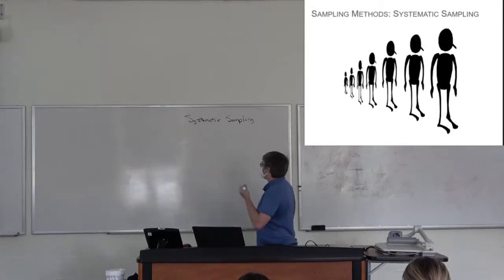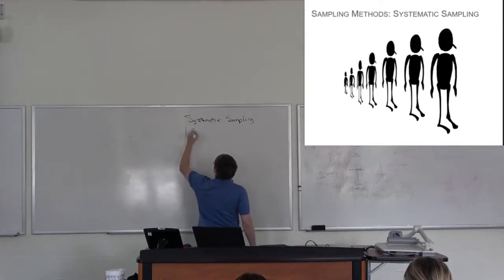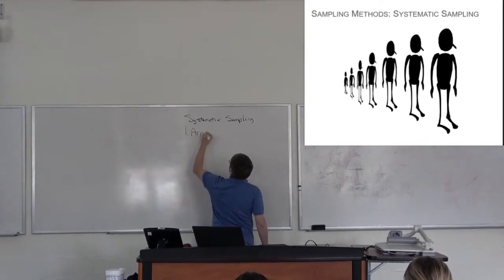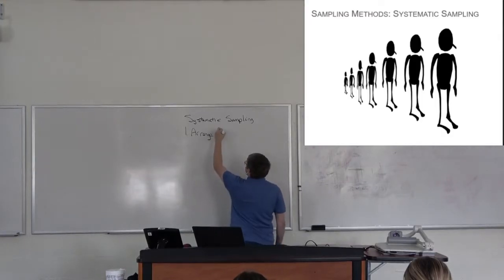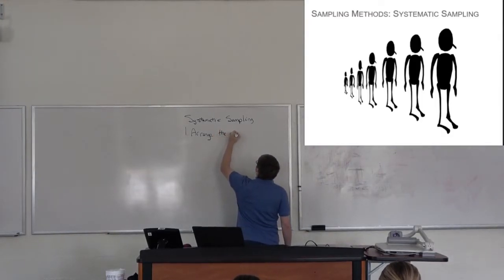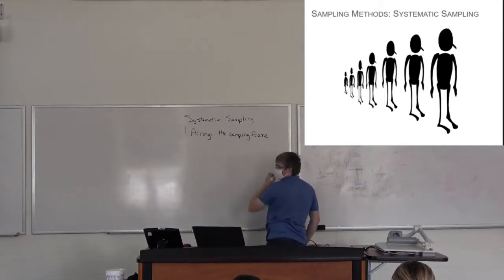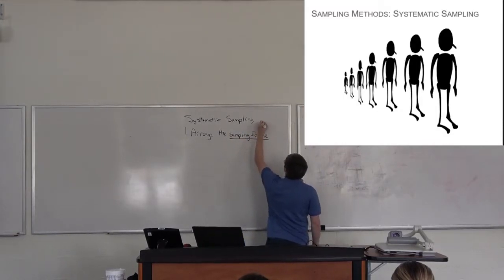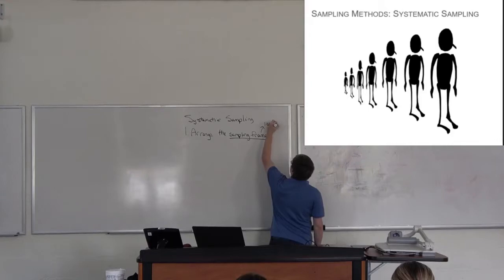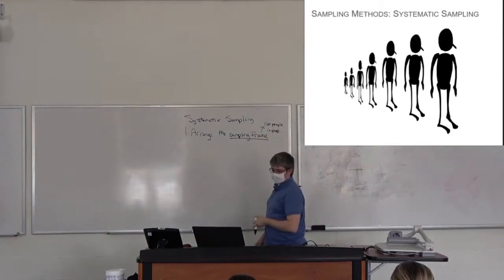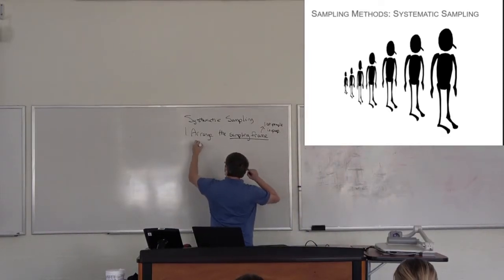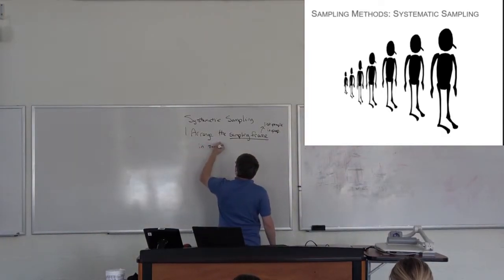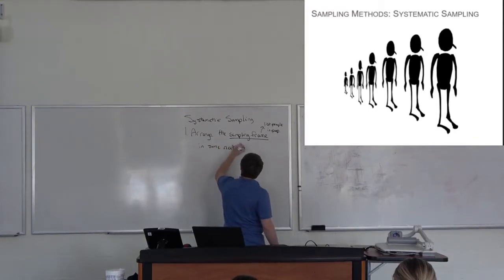With systematic sampling, and this is a little bit different than this, I'm going to arrange the sampling frame, and we'll talk about that in a bit. I arrange the sampling frame, so a list of people in the population, in some natural order. And this is pretty general in terms of the definition.